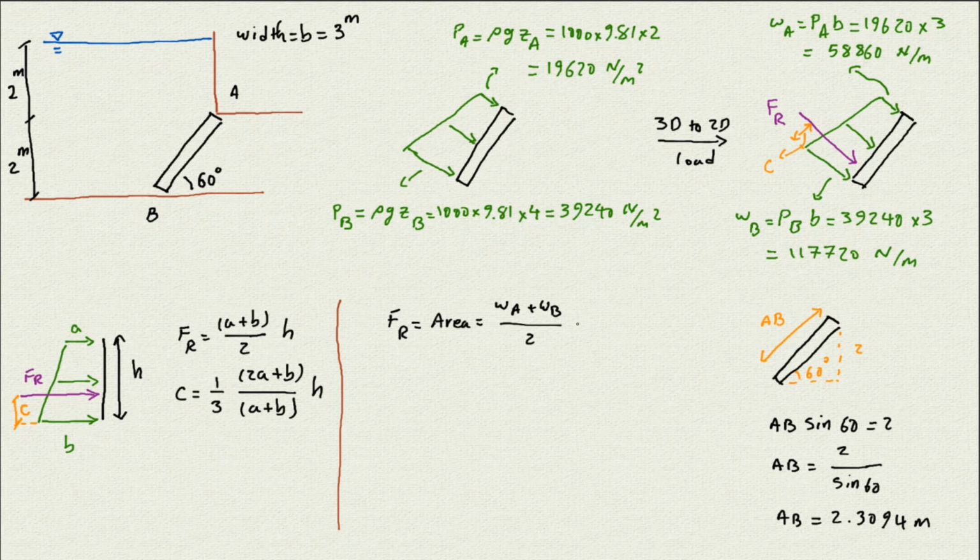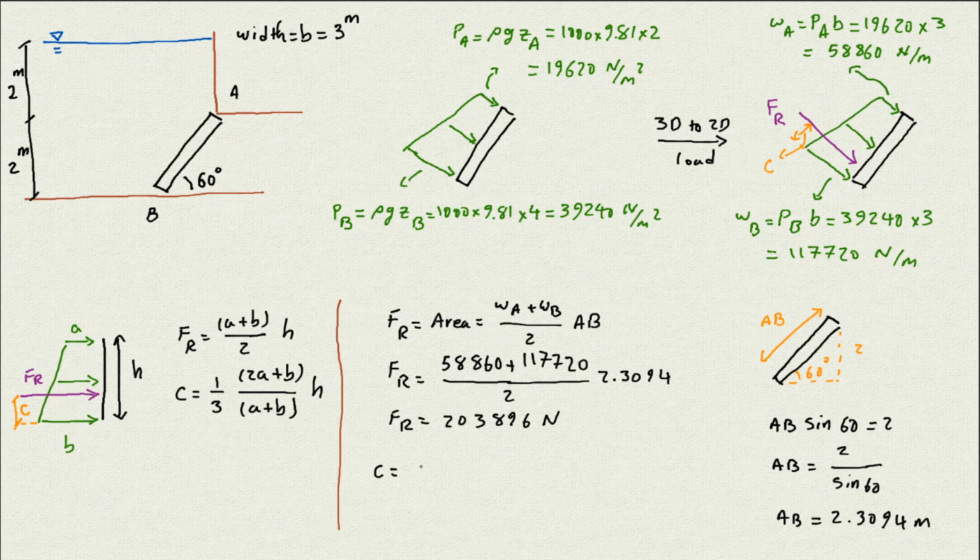So I can come here and times it by the length of the AB. So the FR value is going to be the WA, which is this magnitude, 58,860 plus 117,720, divided by 2 and times the 2.394, and eventually the magnitude of FR comes out to be 2,896 Newton.